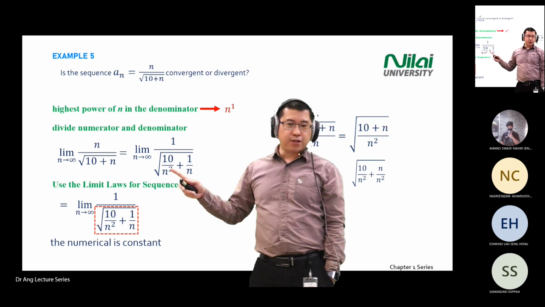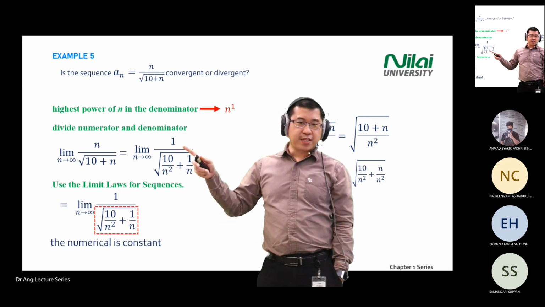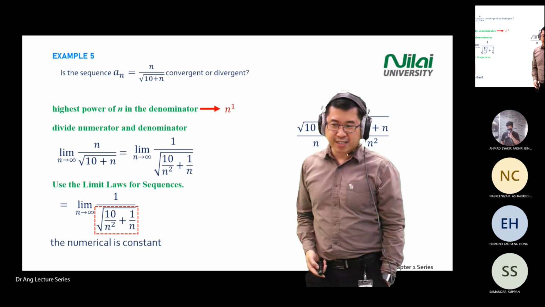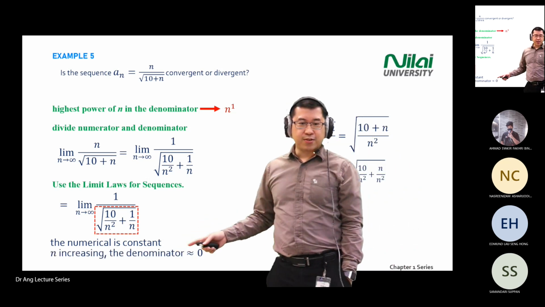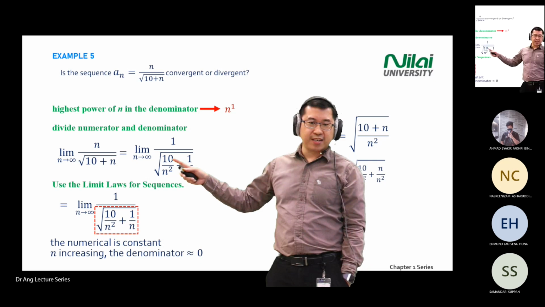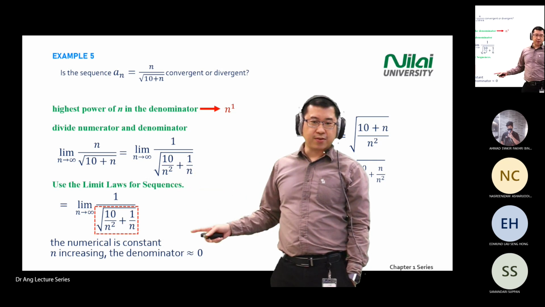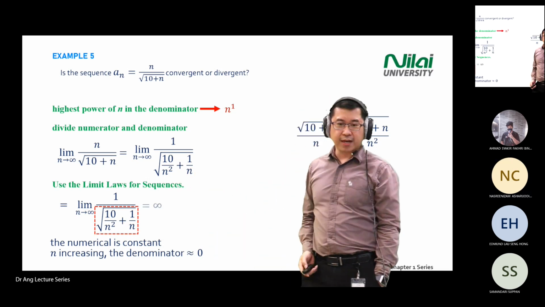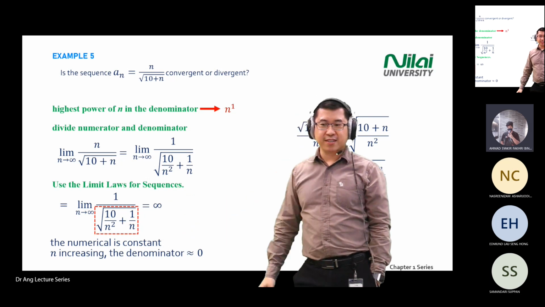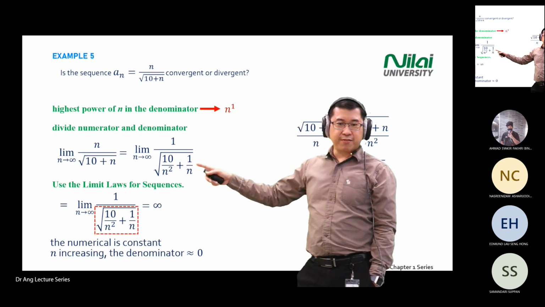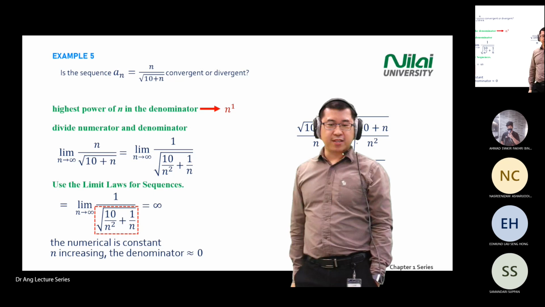Square root of 0, you get 0. You take something divided by 0, what do you get? You get 0, right? This whole thing will get 0. 1 divided by 0, what do you get? Infinity. 1 divided by 0, you get infinity.